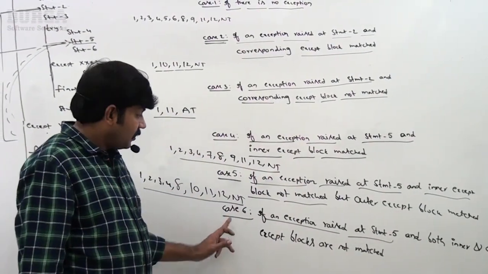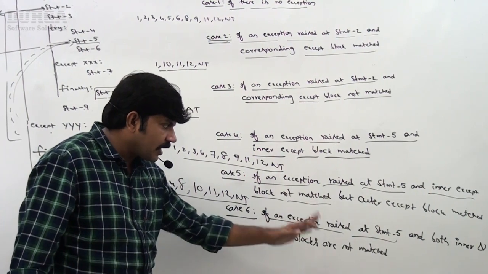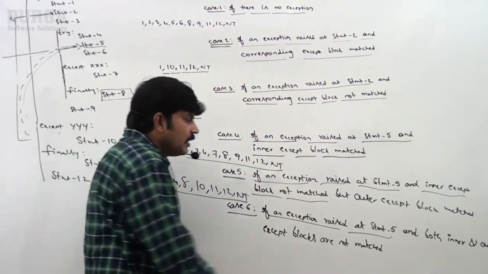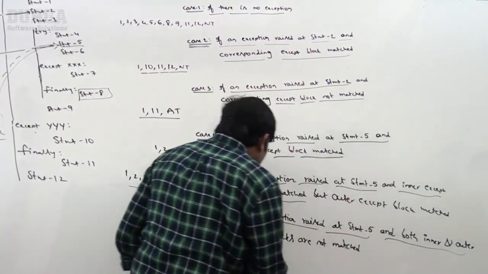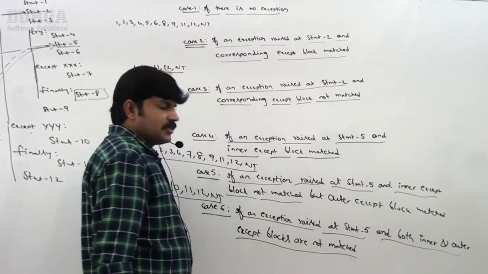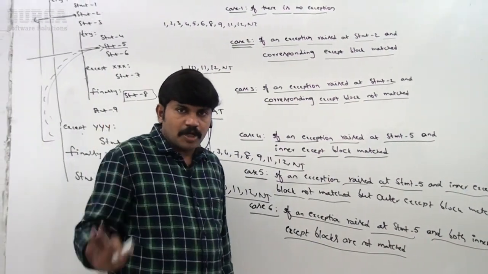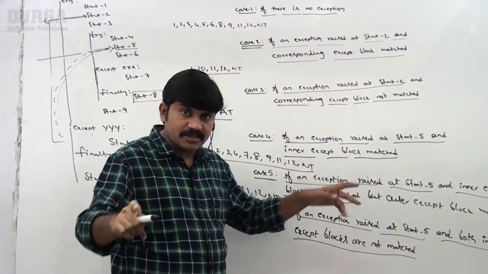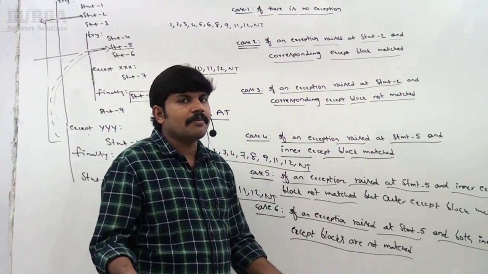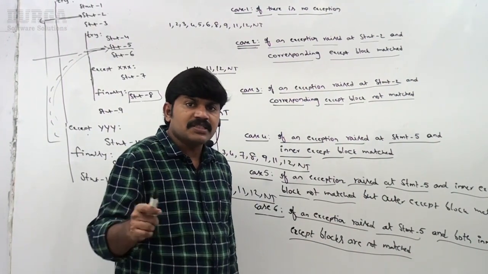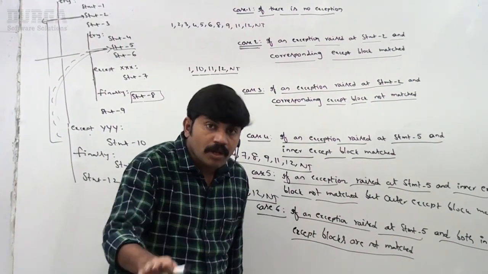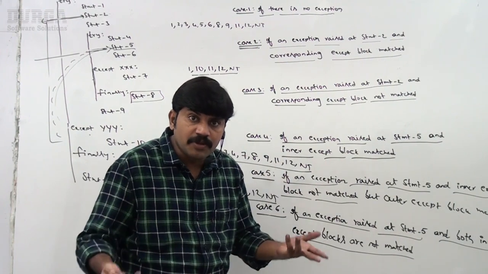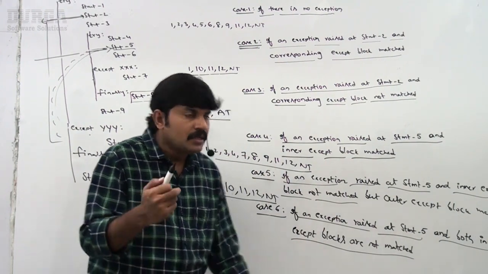Sir, next, if an exception is raised at statement 5, same, next case. If an exception rises at statement 5 and both the inner and outer except blocks are not matched, inner except block not matched, outer except block not matched, meaning no except block matched. Obviously, it is always abnormal termination. But before abnormal termination, finally blocks will be executed.